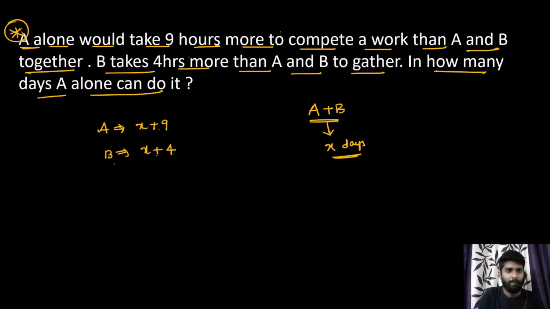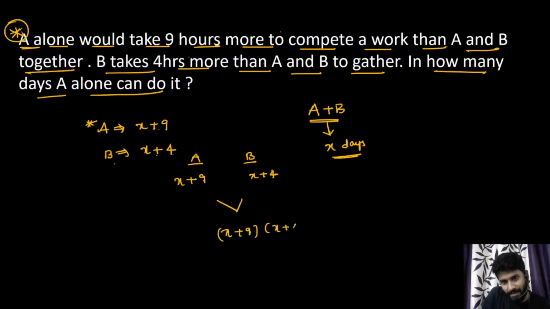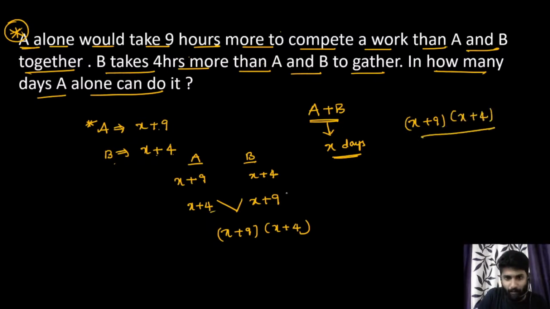Now, how many days can A alone complete the work? Listen carefully, guys. A's time is X plus 9, B's time is X plus 4. Then what is the total work? The total work is X plus 9 into X plus 4. The efficiency of A is X plus 4, the efficiency of B is X plus 9. The total work, X plus 9 into X plus 4, divided by the sum of the efficiencies, 2x plus 13, is exactly equal to the time.